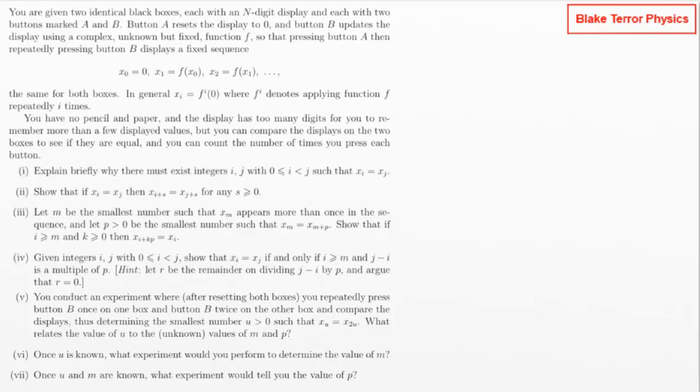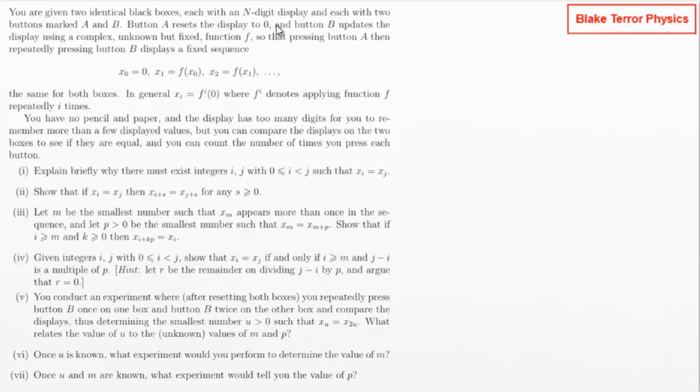So just a quick reminder of what these are then. xi is the number displayed on the box after you've pressed button B i times, and similarly for xj. So we're saying if we press button B i times on one box after we've reset it, and on the other box after it's been reset we press the button j times, we get the same number on the display. And we have to explain why there must be cases where we will get the same number on the display.